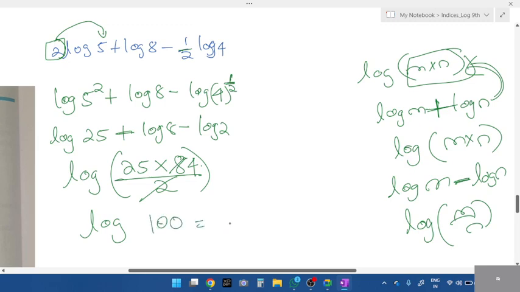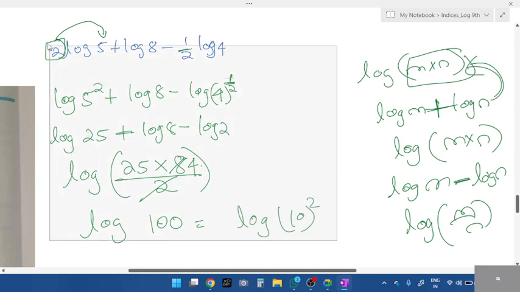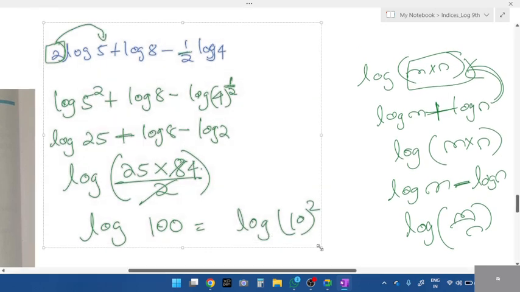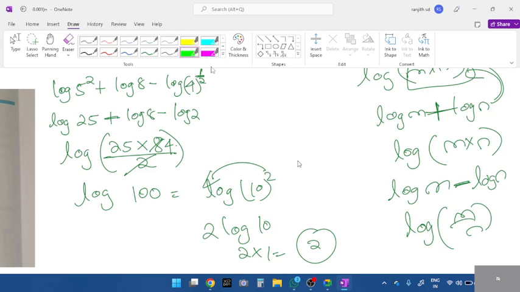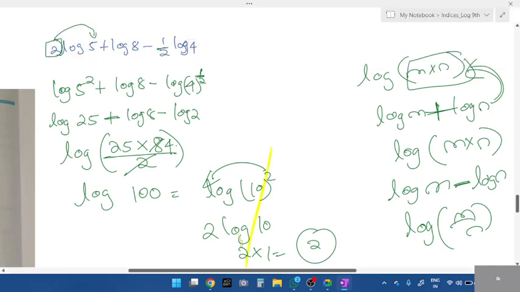What is log 100? Log 10 square, correct. Somebody told log 100 is 2. Log 100, the answer is 2. So 2 goes to the other side, right? 2 log 10. How much is 2 log 10? So log 100, if you remember the direct answer, students, that's the reason I taught you in the beginning. You don't have to show this calculation. Log 100 is 2.